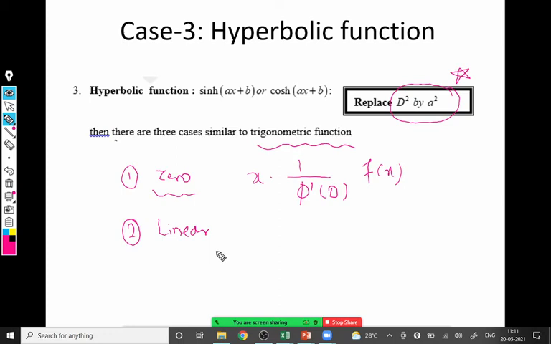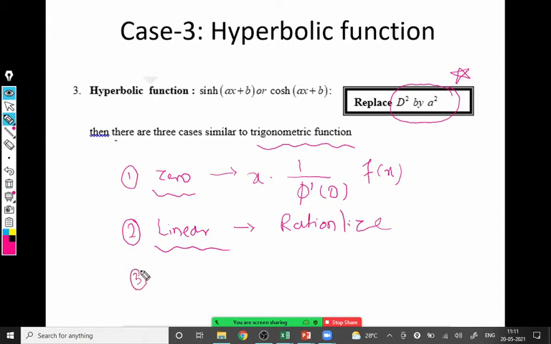Second case, suppose we are getting a linear term in the denominator. Say when we replace d square by plus a square, we are getting some term like d minus 4. Then how to handle this case? Rationalization. Rationalize, correct. So that is the way to handle the linear term: multiply by the conjugate of the denominator.